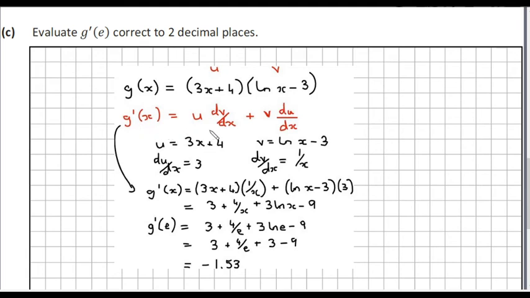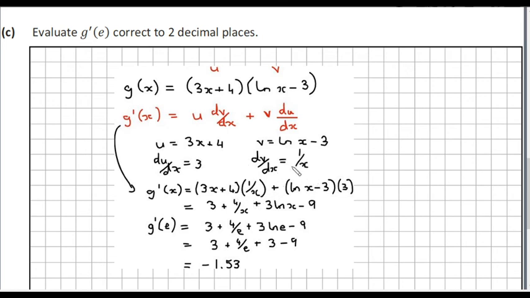Now to get g dash of x, because this is a product, you're going to use the product rule. So g dash of x here is going to be u dv dx plus v du dx. So my u here is 3x plus 4 and my v is ln x minus 3. So I've written down those two things first, and then it's about getting dv dx and du dx. I'm getting du dx first. If u is equal to 3x plus 4, du dx is going to be 3. If v is equal to ln x minus 3, differentiating that, dv dx becomes 1 over x.